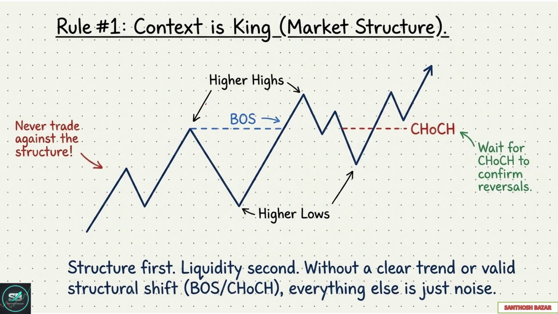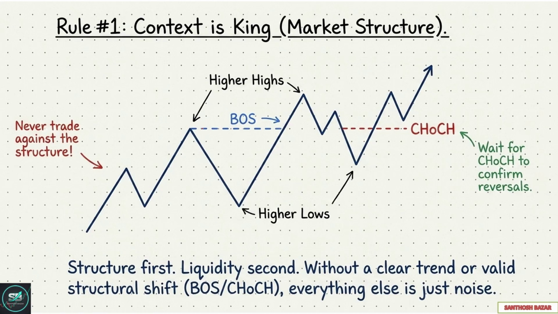Next, we are going to discuss fair value gaps. So this is what we just discussed. What is the context? Market structure is the context, and this is the king. When the market forms higher highs and higher lows, that is called an uptrend.